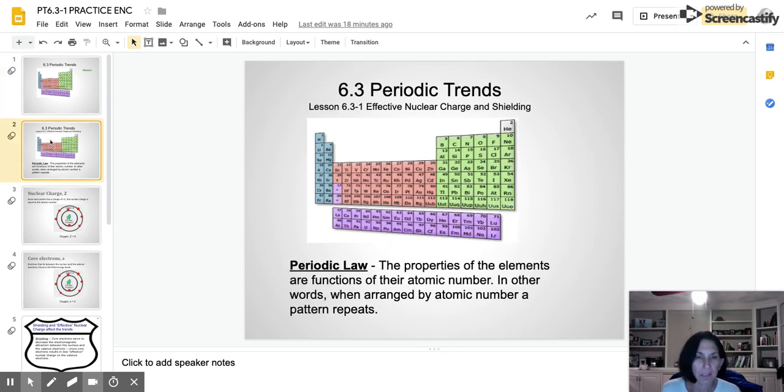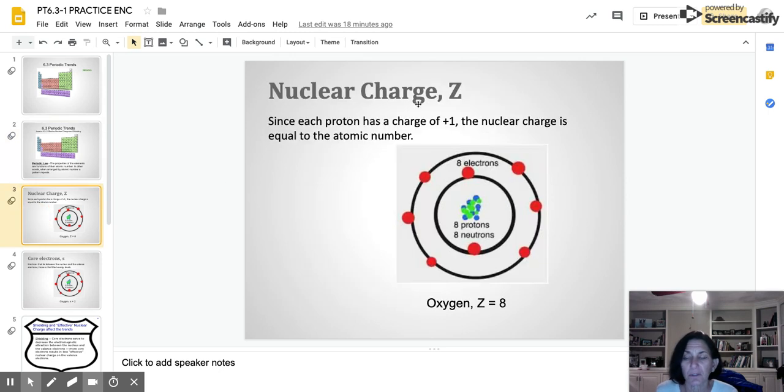We know that the periodic law, we talked about this before, says that the properties of the elements are functions of their atomic number. Before we talk about those properties and those trends, we need to learn about a few keywords and terms here.